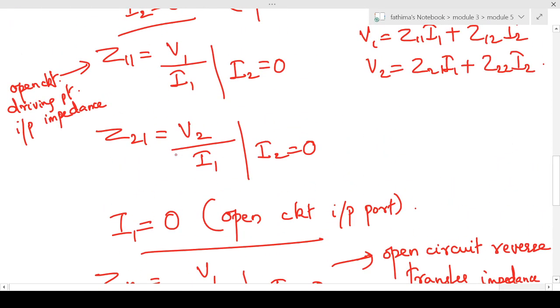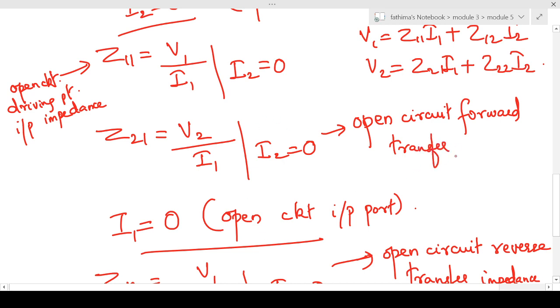And Z21 is the ratio of V2 by I1, that is the ratio of voltage at the second port to current at the first port. So this is also an open circuit transfer impedance, and here it is the ratio of output to input, so it is the forward transfer impedance. So this can be written as open circuit forward transfer impedance. And the unit of all these Z parameters is ohm, because it's all V by I, so the unit is ohm.